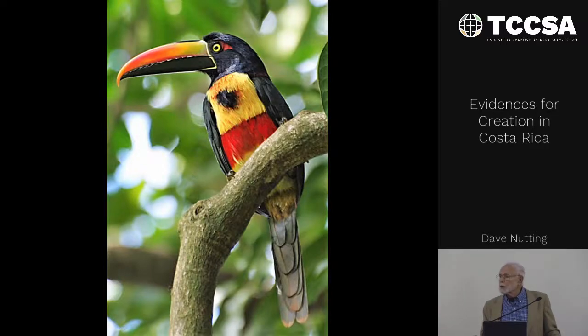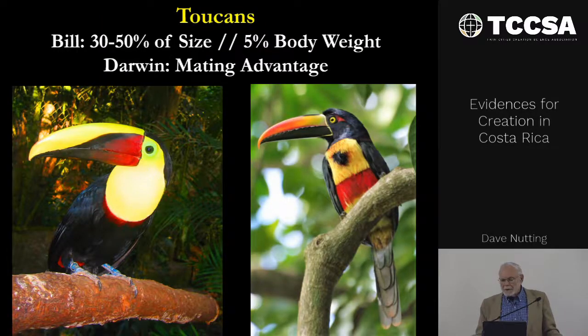Darwin knew of toucans too. And this one is an aracari, but they also have toucans and things like that. The bill of a toucan is about 30 to 50% of the size of the whole bird. That's a pretty good size schnozzola, isn't it? It really is. Darwin said, oh, it's a mating advantage. The birds with the very bright bills are the ones that attract the mates. End of story, right? No.